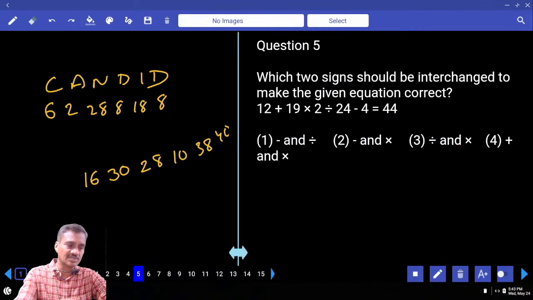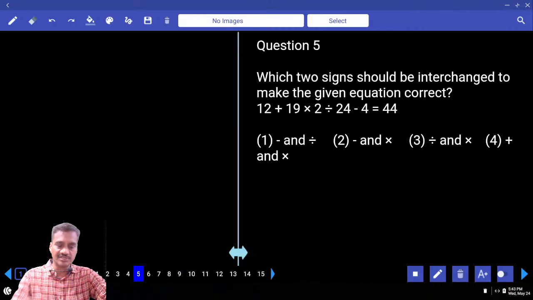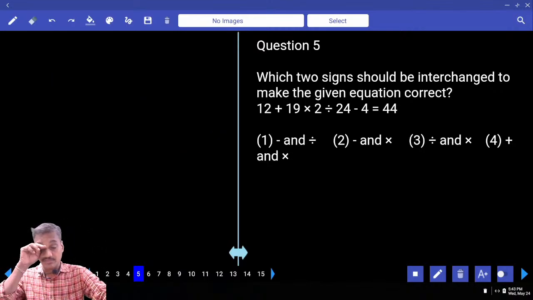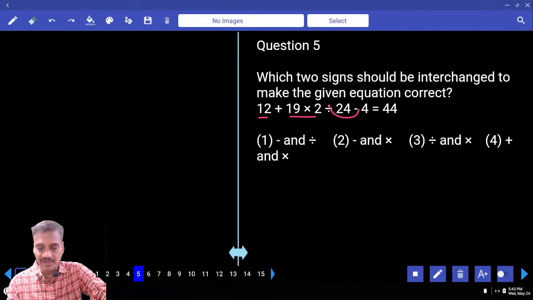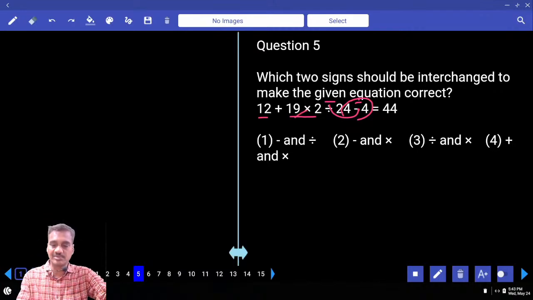Then coming to question number 5. Now which two signs should be interchanged? Now we need to interchange the signs of these two, minus and division. Can you interchange these two, minus and division here? By doing so, 12 plus 38 minus, this is into minus and division. 24 divided by 4 is how much? 6. And minus 6. 38 plus 6 is 44. Are you getting the answer or not? Choice 1, question number 5.